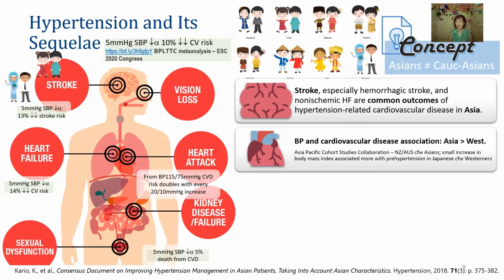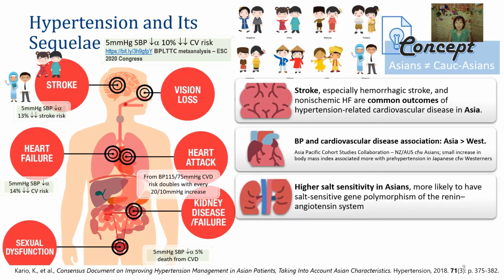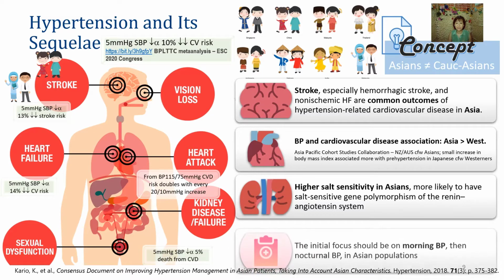Now, blood pressure and cardiovascular disease association seems to be higher in Asia than in the West. So this Asia-Pacific cohort studies collaboration, when comparing New Zealanders and Aussies with Asians, was able to show that a small increase in the BMI was associated with more pre-hypertension in Japanese than in Westerners. So it seems like we are more sensitive to BMI changes than Westerners are. Now, there's also thought to be a higher salt sensitivity in Asians. This is more likely to be because of a salt-sensitive gene polymorphism of the renin-angiotensin system.